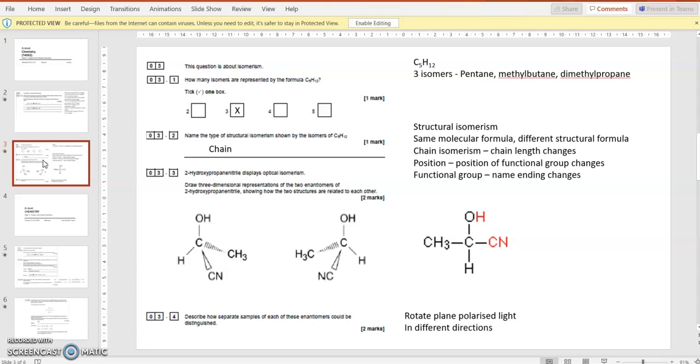Optical isomerism might come up. Enantiomers, how do you tell the difference between enantiomer and mirror images? They rotate plane polarized light in different directions. When do you get them? When you get chiral carbon in there, that's a group with 4 different groups attached to it.